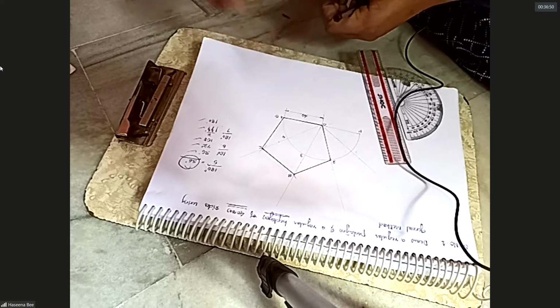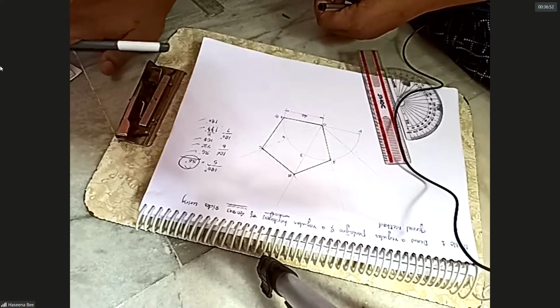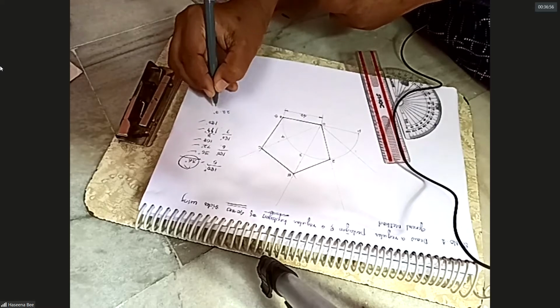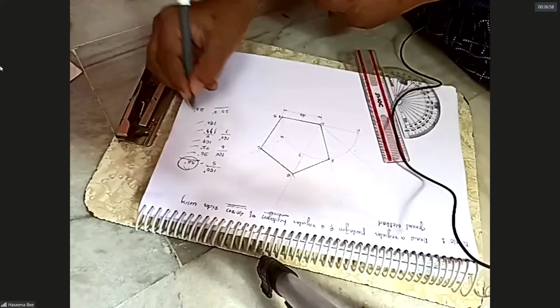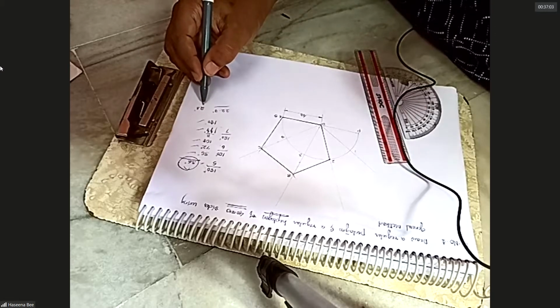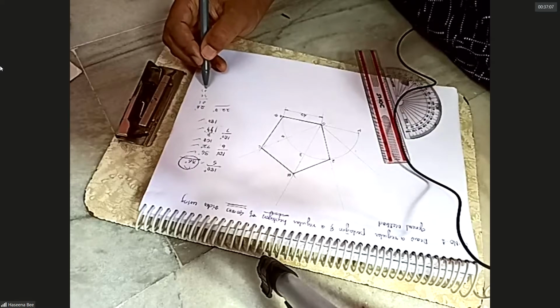180 by 7, how much are you getting? 22.7 degrees, or approximately we can take 23 degrees. Okay, 23 plus 23, how much will you get? 46. 46 plus 23, how much will you get?